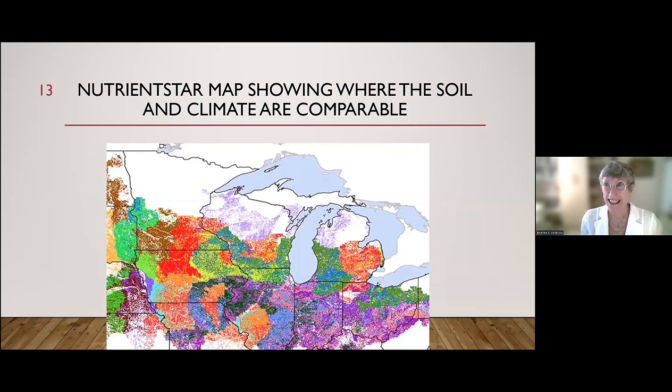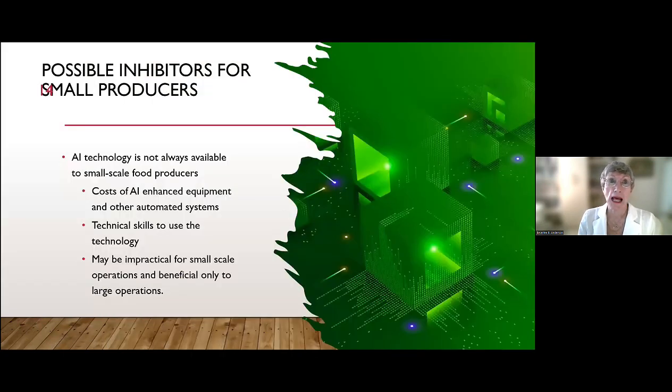So therefore, this is an interesting way of looking at it. Now, there are really possible inhibitors for small producers. And this goes along with what we were talking about before. Small scale food producers do not always have AI available to them. The cost may be prohibitive for them to automate their systems. And perhaps they don't have the technical skills to use the technology. Even if they can afford it, they may not be able to use it. It just may be impractical for small scale operations and really beneficial to the large organizations.